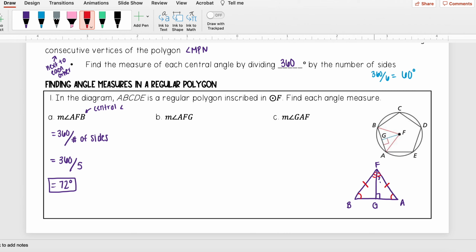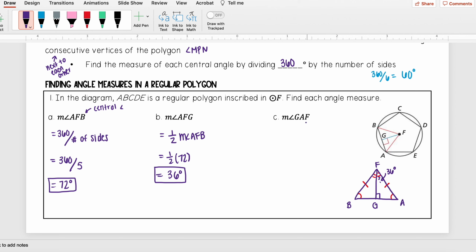I know the whole angle here is 72 degrees, and this angle is being cut in half. So to find the measure of angle AFG, I'm just going to take half of my central angle, because these two angles are congruent. So this equals half of 72. When I divide 72 by 2, I get 36 degrees. So this is actually 36 degrees.